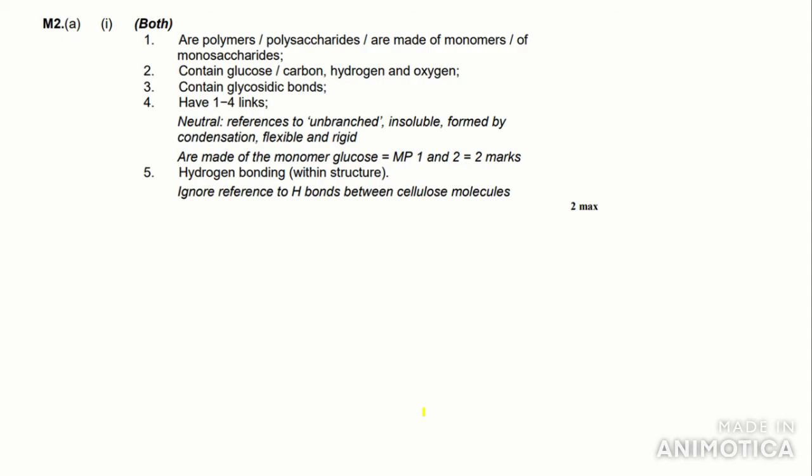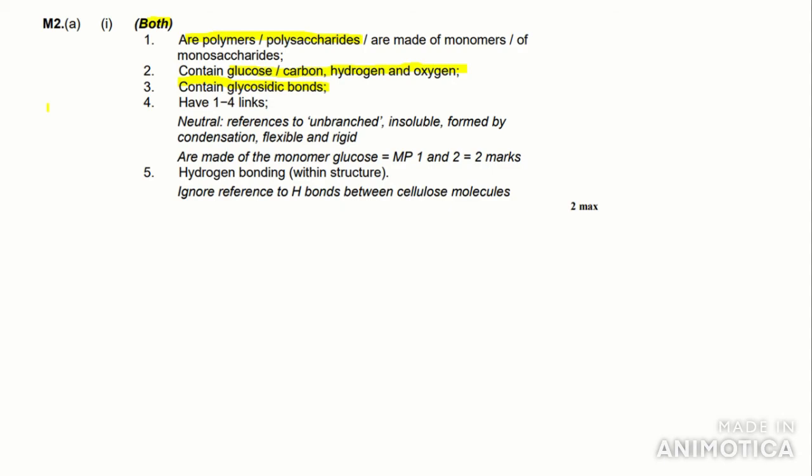So here's the mark scheme for part AI. So they're both polysaccharides, and another point you can make is that they contain the elements hydrogen, carbon, oxygen. Now I've written here that glycosidic bonds are included. Another point you could also make is that they have 1-4 links, which means the glycosidic bonds are made between carbons 1 and carbons 4.